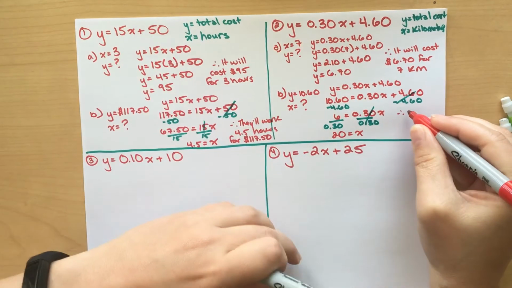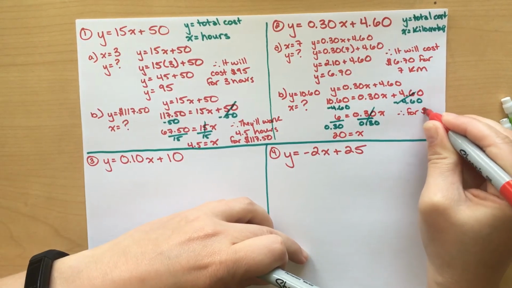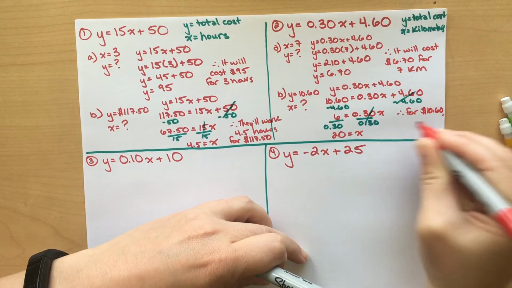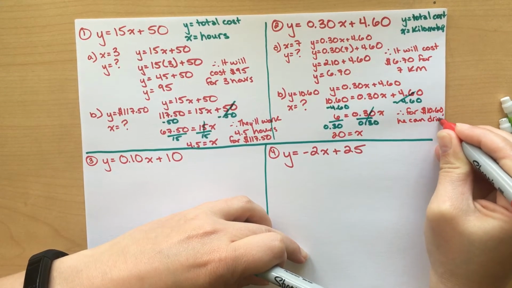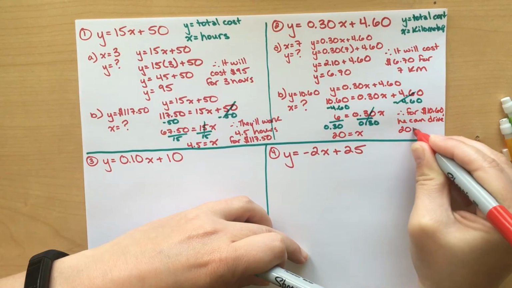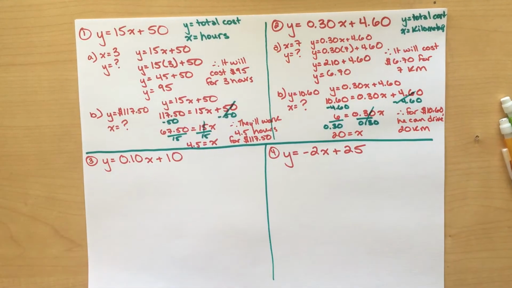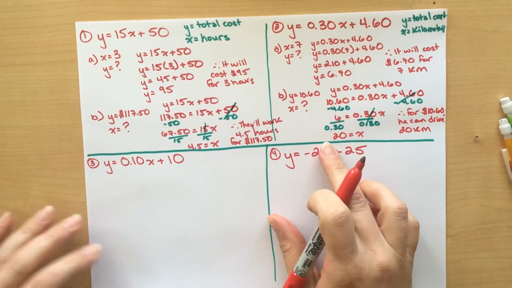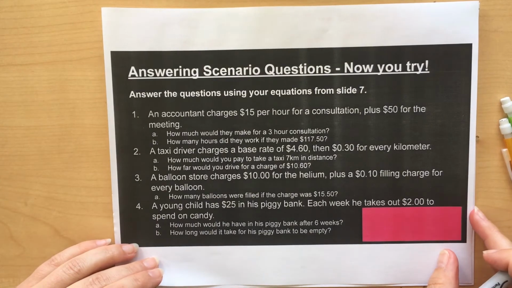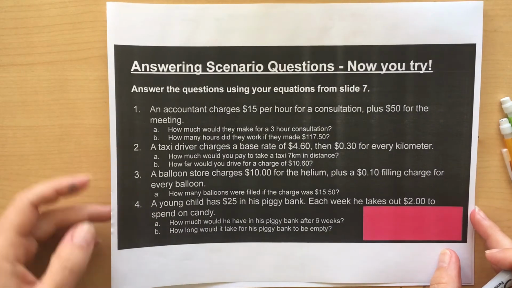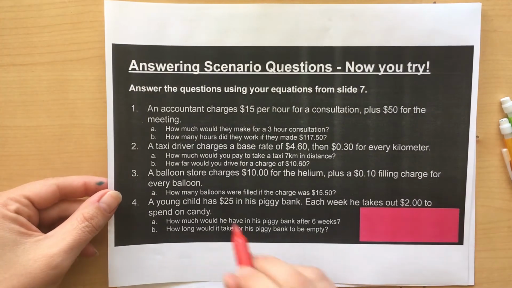So therefore, for $10.60, he can drive 20 kilometers. Okay? So those are your answers for that one. Question 3: a balloon store charges $10 for the helium plus a 10-cent filling charge for every balloon. How many balloons were filled if the charge was $15.50?